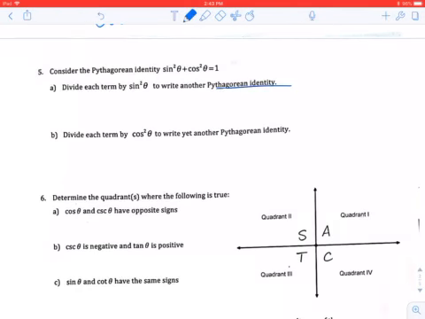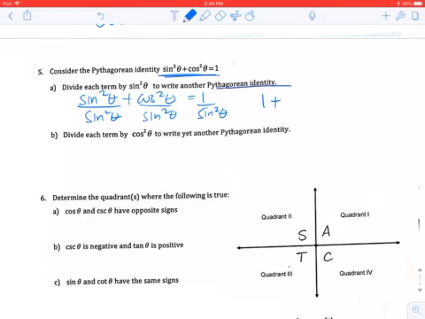Okay, now that we know that sine squared plus cosine squared equals 1, we usually put sine squared first, we can create two other Pythagorean identities. So if we have sine squared theta plus cosine squared theta equals 1, we can divide each side by sine squared. So when we do that, we end up with 1 plus cotangent squared theta equals cosecant squared theta. So this is a second Pythagorean identity.